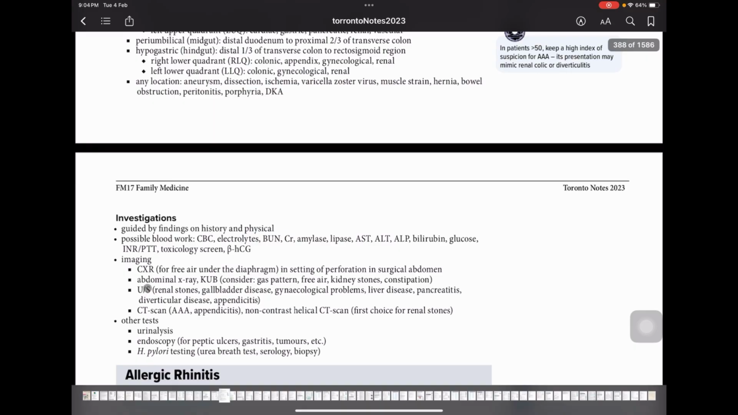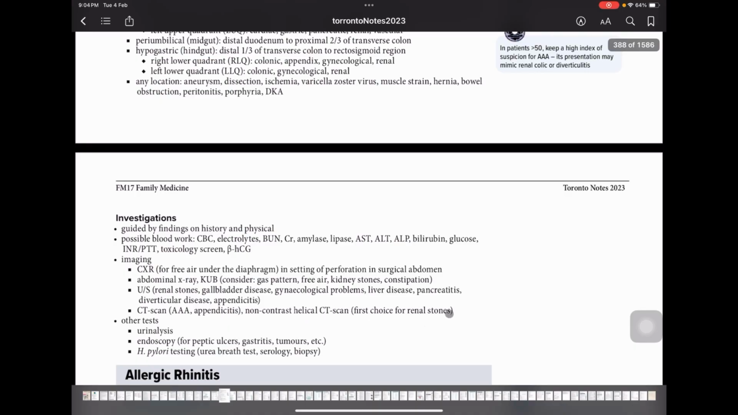Abdominal X-ray you'll do for intestinal obstruction, which would show gas pattern, and free air, kidney stones, constipation. Ultrasound for renal stone, gallstone disease, gynecological causes, liver, pancreatitis, appendicitis. CT scan you will do for abdominal aortic aneurysm, appendicitis, non-contrast helical CT.